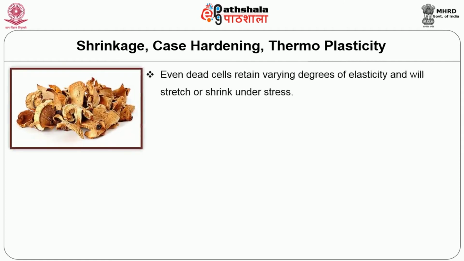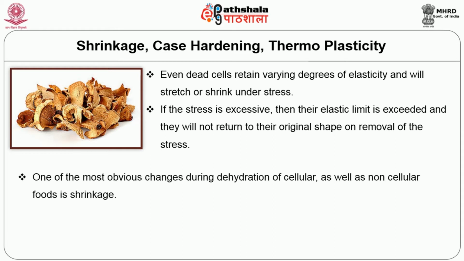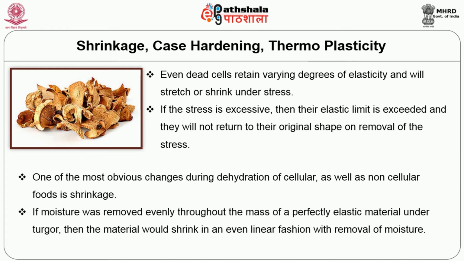Even dead cells retain varying degrees of elasticity and will stretch or shrink under stress. If the stress is excessive, then their elastic limit is exceeded and they will not return to their original shape on removal of the stress. One of the most obvious changes during dehydration of cellular as well as non-cellular food is shrinkage. If moisture was removed evenly throughout the mass of perfectly elastic material under turgor, then the material would shrink in an even linear fashion with the removal of moisture.